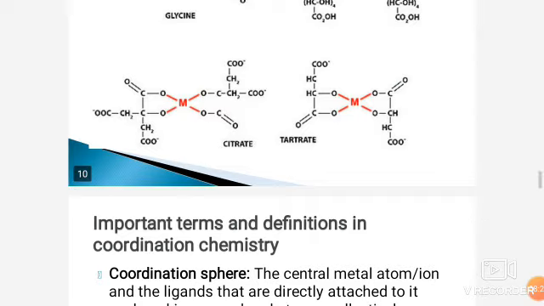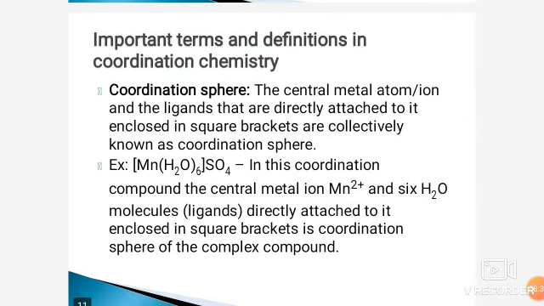Now, the important terms and definitions in coordination chemistry. The coordination sphere: the central metal atom or ion and the ligands that are directly attached to it, enclosed in a square bracket, are collectively known as the coordination sphere. Example: in hexaaqua manganese sulfate, the central metal ion Mn2+ and 6 water molecules directly attached to it, enclosed in a square bracket, is called the coordination sphere.